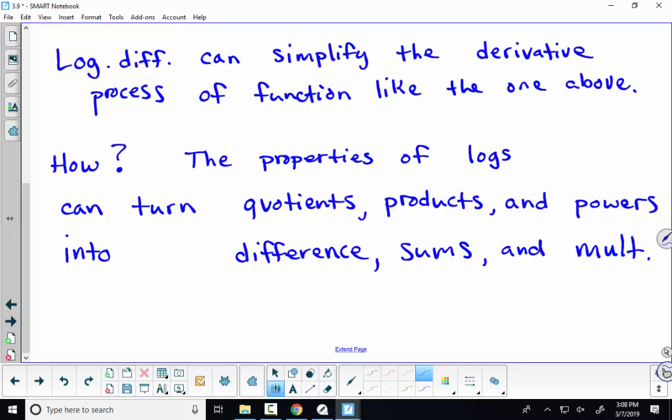So instead of dealing with a function that has products, quotients, and powers, if we introduce logarithms and use their properties, we can simplify it to a function that just involves sums, differences, and multiplication. Does that make sense? That's why we would want to look at this technique, because it can greatly simplify those more involved operations, especially in the context of a derivative.